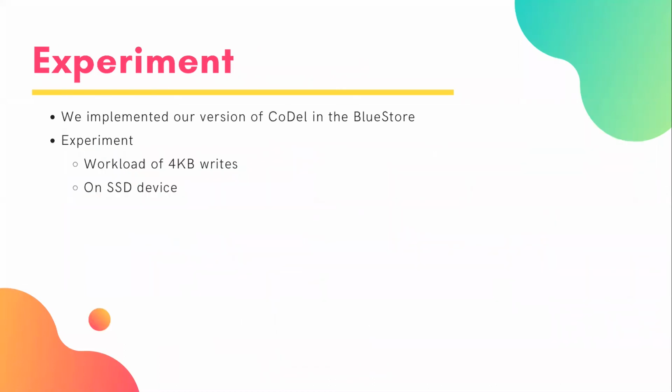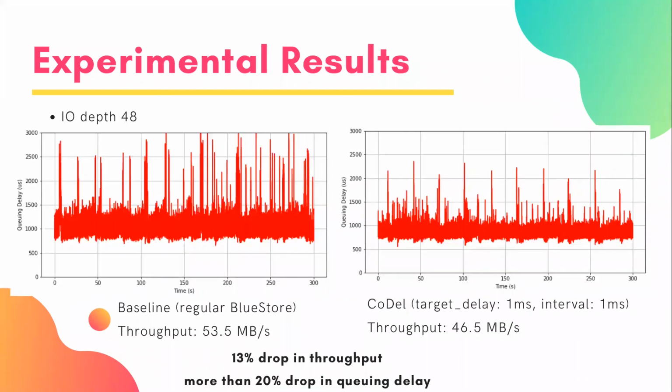After that, we implemented this version of CoDel on BlueStore, and we ran the same experiments on it. Here are the results. These are early results. We are still experimenting with BlueStore with CoDel. The same as before, the left side is the baseline, the regular BlueStore, and the right side is BlueStore with CoDel. With these settings, a target delay of 1 millisecond and an interval of 1 millisecond as well, we had a 13% drop in throughput and a 20% drop in queuing delay.